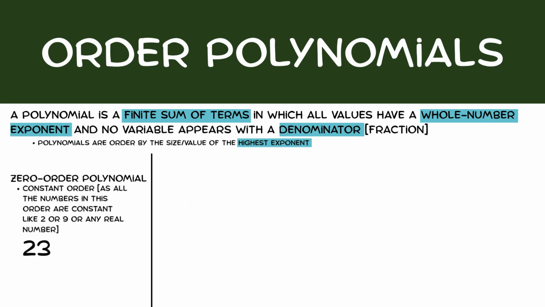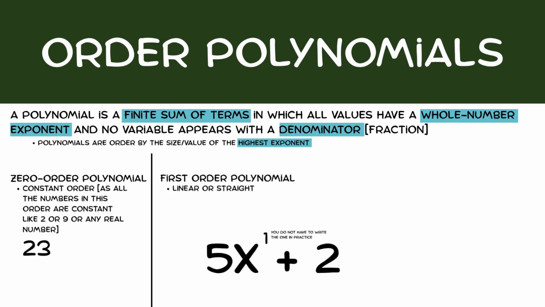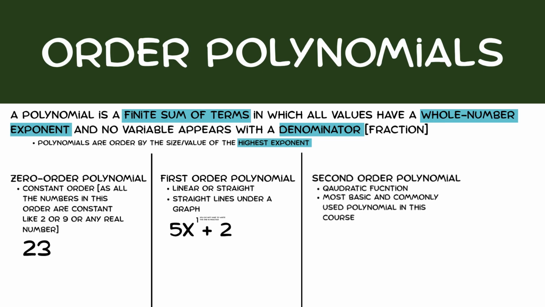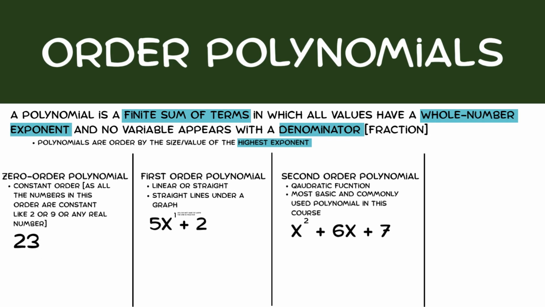The next order is known as the first order, which is linear or straight. This defines a polynomial with its highest exponent being 1. This often describes straight lines under a graph. Next, we have the second order, also known as quadratic functions. These are the most basic form of polynomial, which you will see in most of the course, expressed in this form. Finally, the fourth most important polynomial is the third order, in which the highest exponent is 3.